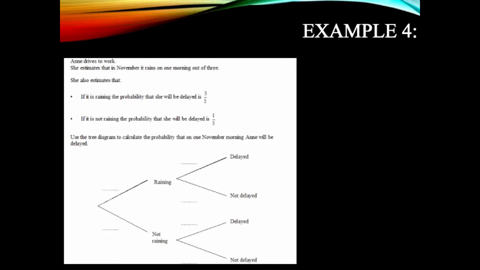It says that Anne drives to work. She estimates that in November it rains on 1 morning out of 3. She also estimates that if it's raining, the probability she'll be delayed is 3/5. If it's not raining, the probability she'll be delayed is 1/5. Use the tree diagram to calculate the probability that on 1 November morning Anne will be delayed.